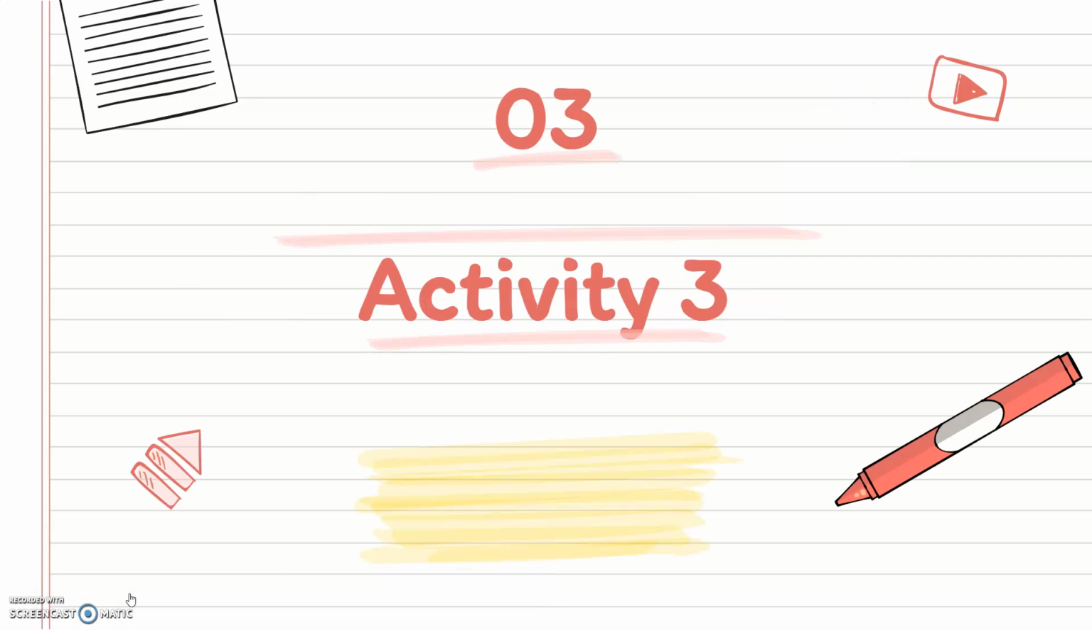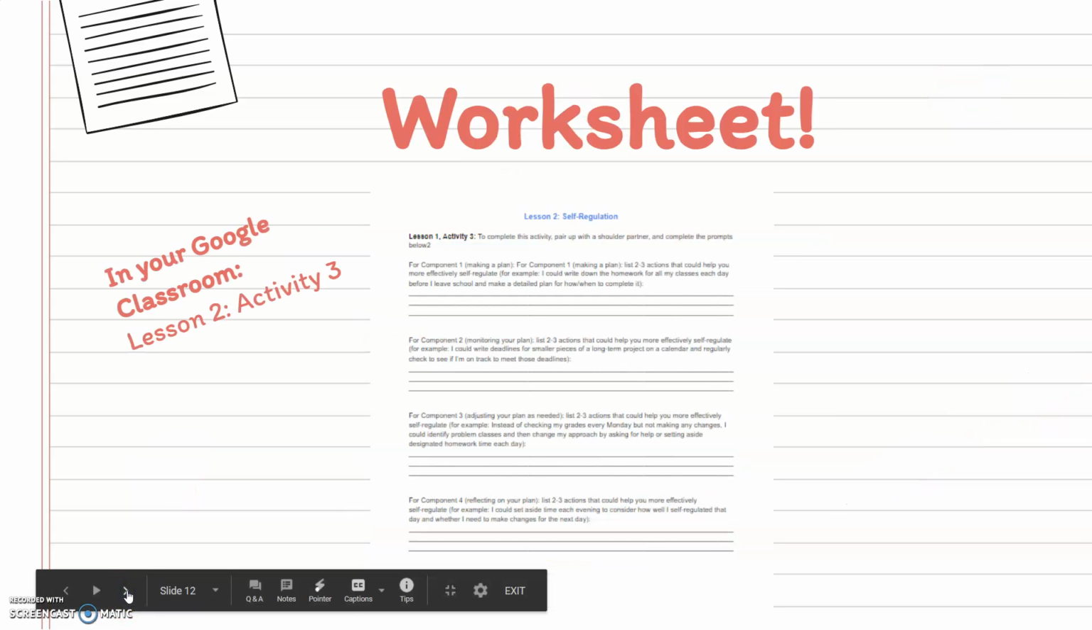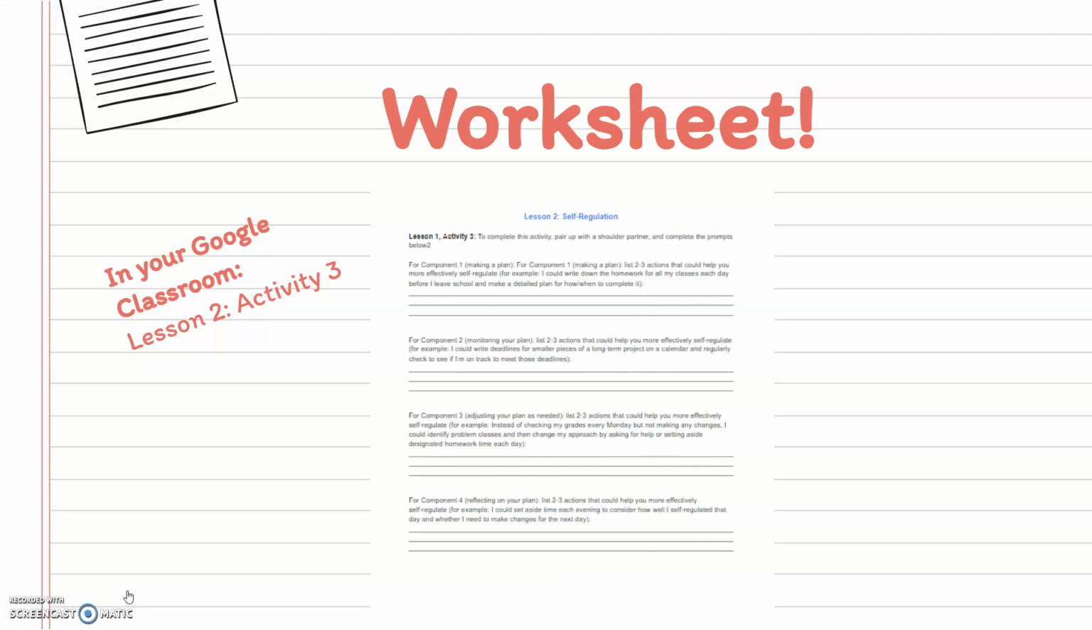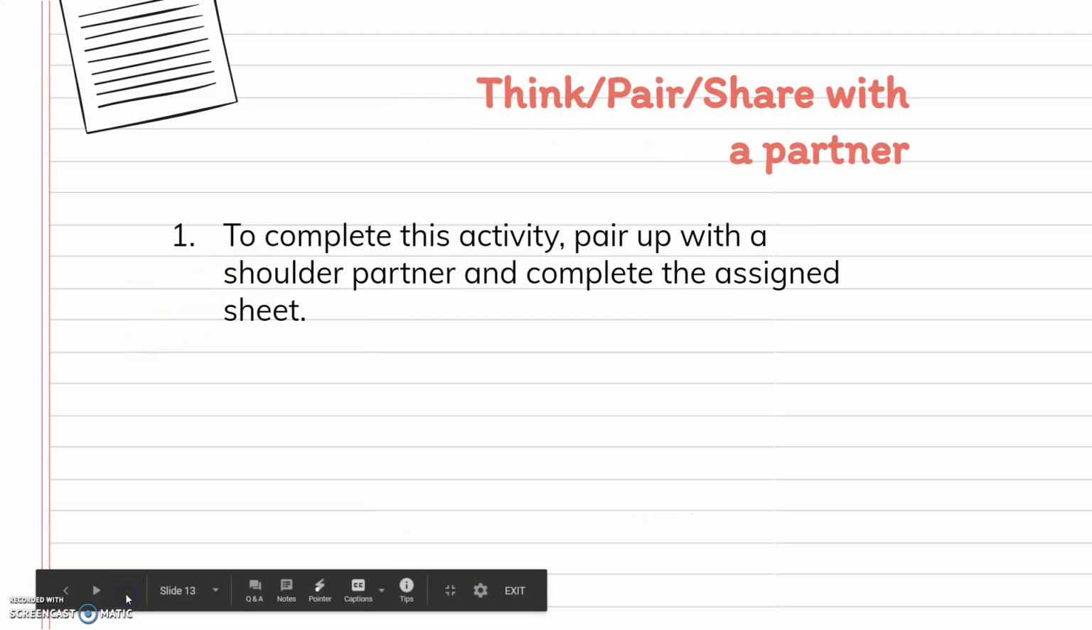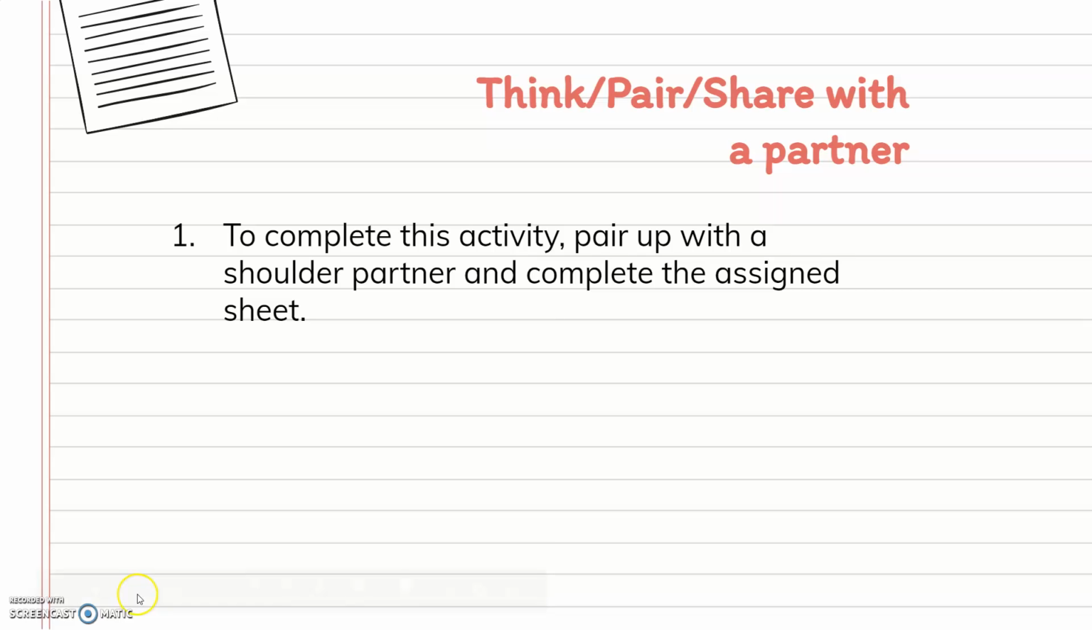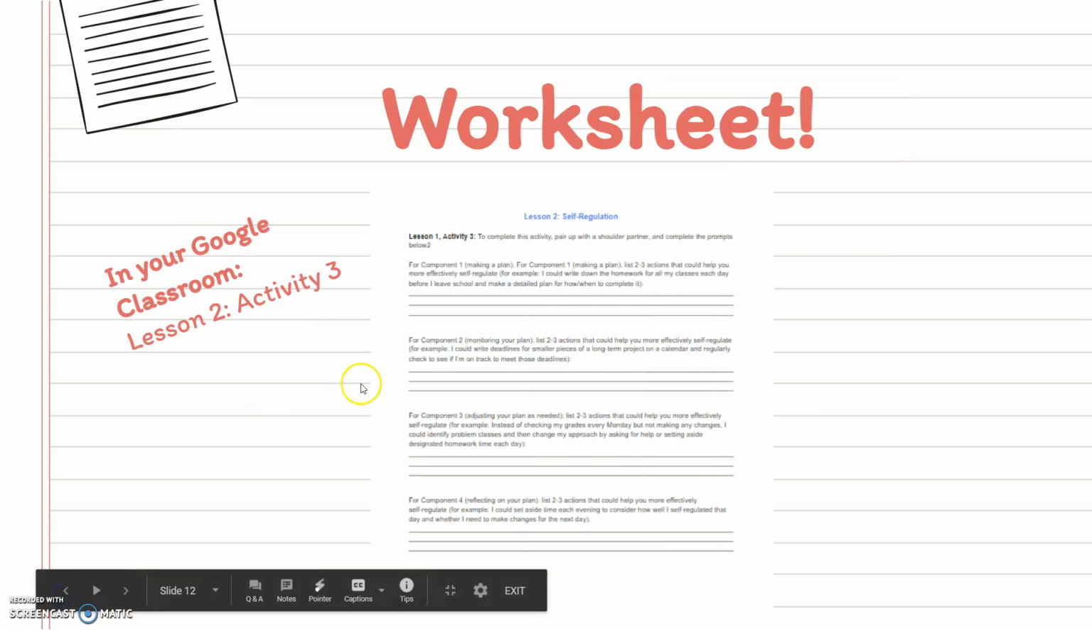Our third activity of this lesson. Students, you have this activity worksheet inside your Google Classrooms. Please open it and access it now. For this activity, you are going to pair up with a shoulder partner and complete the assigned sheet. Let's go back to the sheet.